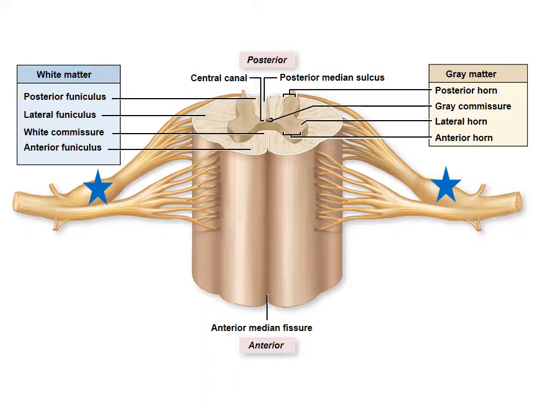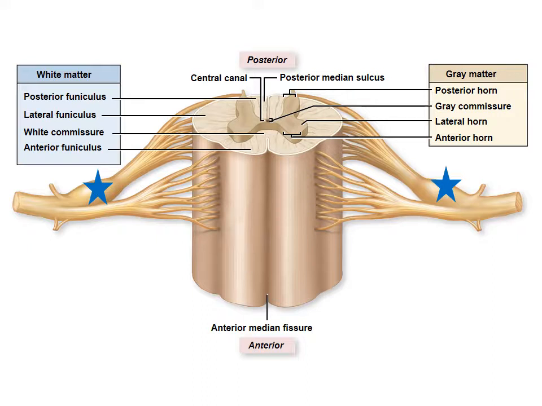Anterior funiculus, the white matter tracts on the ventral side of the spinal cord. These are descending and carry action potentials down from the brain. Anterior horn, the gray matter. Here we find soma of somatic motor neurons.